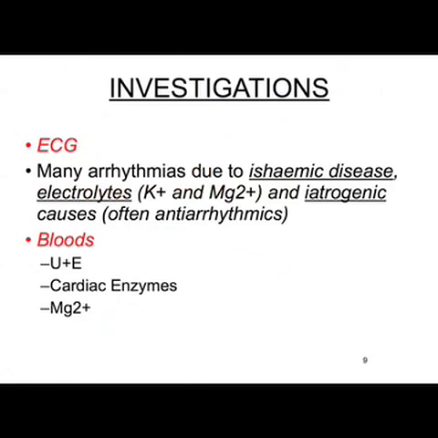In terms of investigations for arrhythmias, obviously the most important tool is the ECG. You should also bear in mind, however, that many arrhythmias, particularly ventricular arrhythmias, may be due to ischemia, electrolyte aberrations, particularly of potassium and magnesium, and also due to drugs. Paradoxically, often these are antiarrhythmics. Therefore, it is important, in addition to taking a good history and performing a thorough examination, to do bloods for U's and E's, cardiac enzymes, and magnesium.